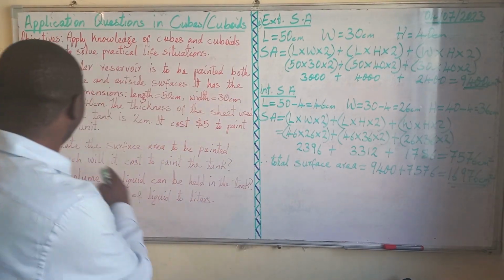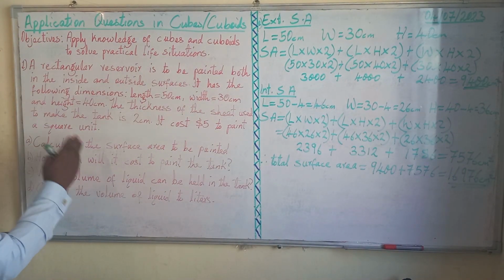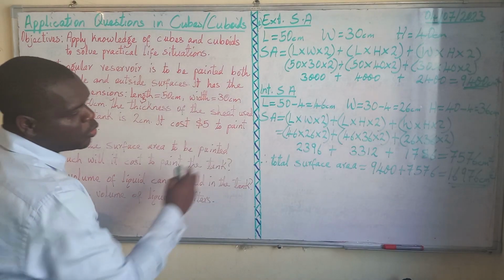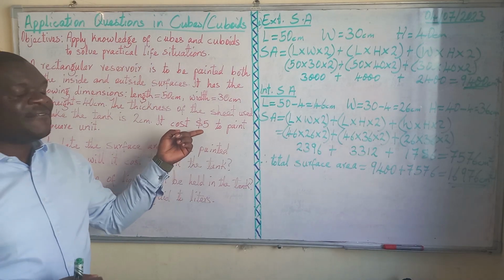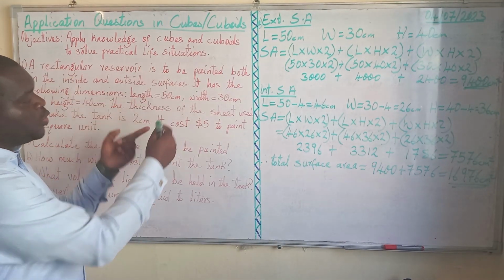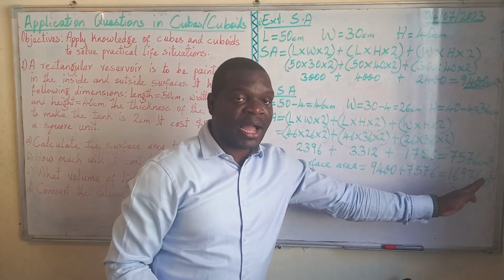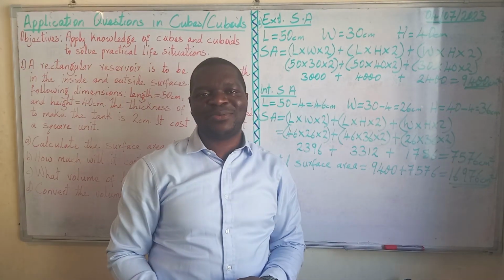Now let's go to B. B is asking us how much it will cost to paint the whole tank. Remember, the cost of a square unit is $5. So to paint the whole tank, we multiply $5 by the total surface area to be painted.